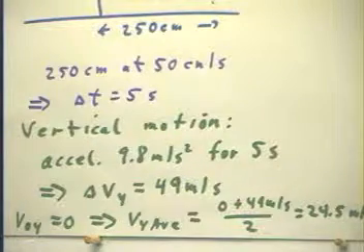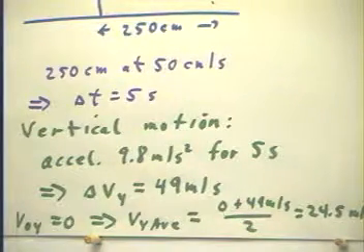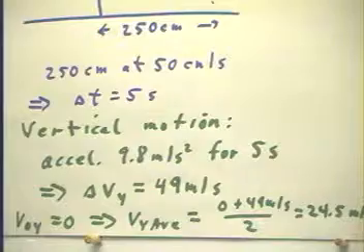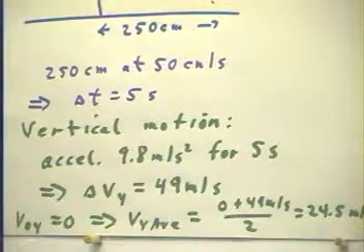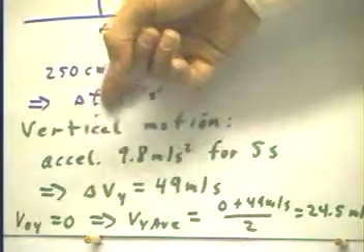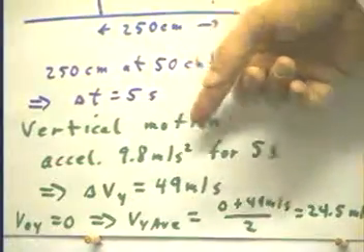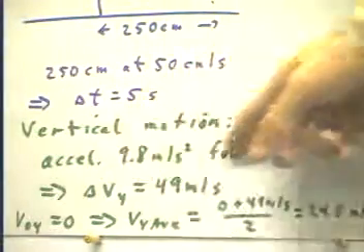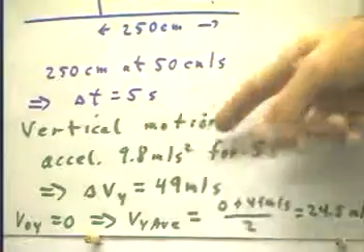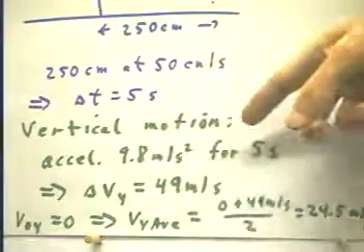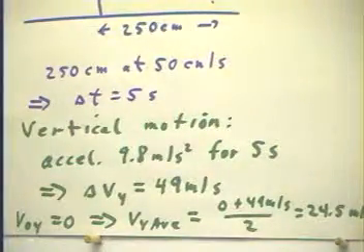If we can reason them out without reaching for some canned equation, we increase our understanding and our ability to reason. And that's very important in physics and in a lot of other areas. Now, vertical motion, we have this acceleration for 5 seconds. What can we conclude from an acceleration of 9.8 meters per second squared for 5 seconds?